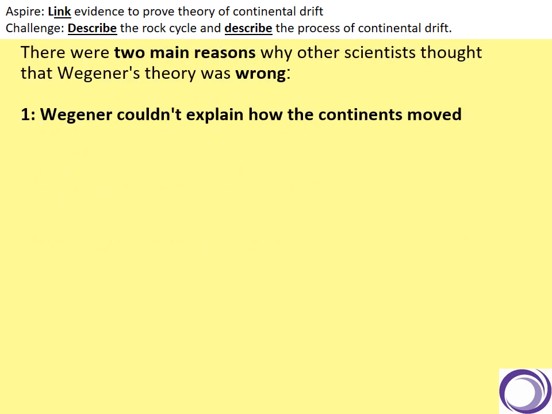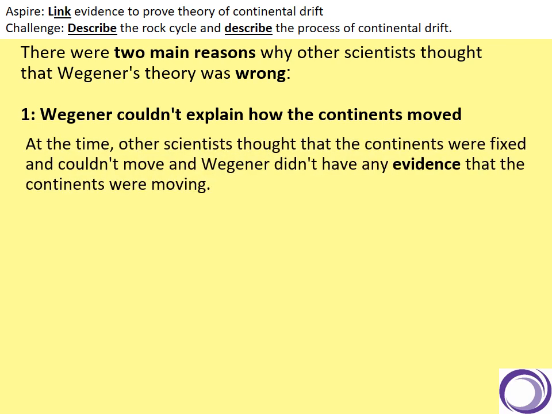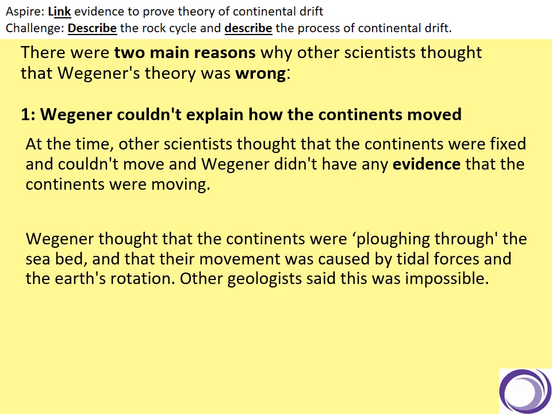There were two main reasons why other scientists thought that Wegener's theory was wrong. And the first one was that he couldn't actually explain how the continents moved. At the time, other scientists thought that the continents were fixed and couldn't move, and we didn't have the scientific equipment to actually measure any movements. So Wegener didn't have any evidence that the continents were actually moving. It was just a theory.